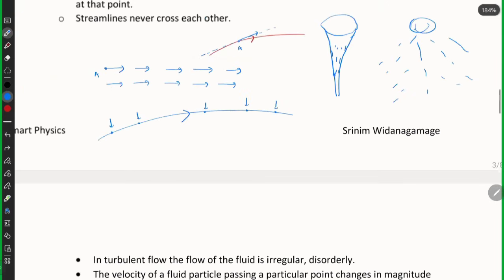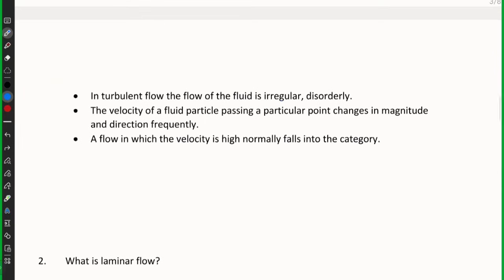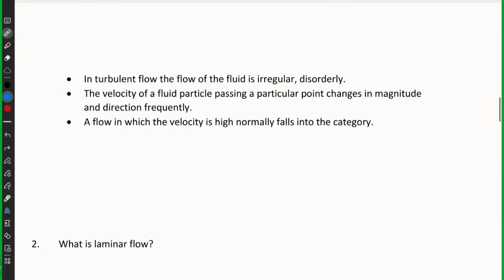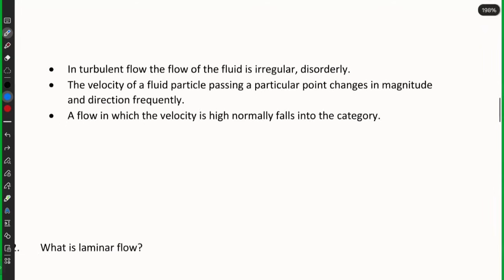So in turbulent flow, the flow of the fluid is irregular, is disorderly, just like when you open the tap wide, right? There's chaotic motion. The water spills out, right? It's chaotic. The velocity of a fluid particle passing a particular point changes in magnitude and direction frequently, right? There's a frequent change in what?